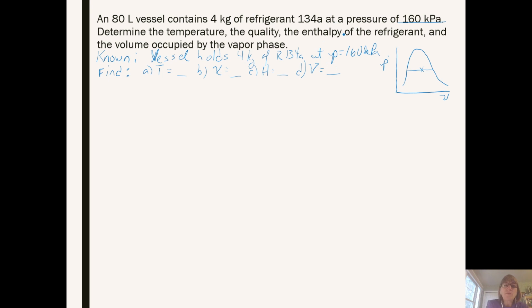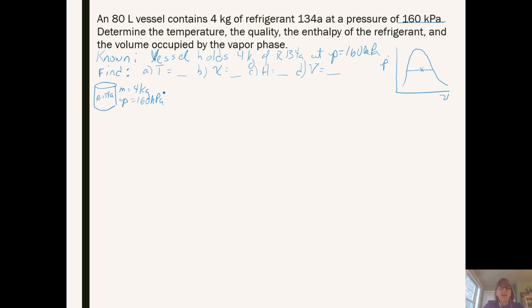So I always like to draw a scheme. We have some type of vessel. I'm just going to draw a tank, and we've got refrigerant 134A in here. It has a mass of 4 kilograms and a pressure of 160 kilopascals. So that's some information that's provided.